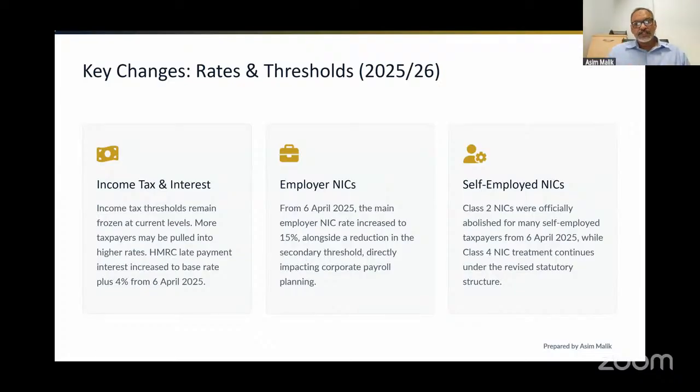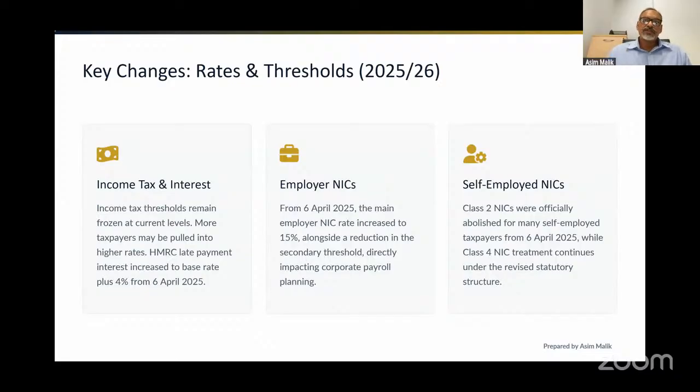Employer national insurance has been increased since 6th of April 25 to 15%. Used to be 9%, 11%, 13%, and now it's 15%. As I mentioned earlier, self-employed individuals or partners of a partnership are subject to Class 4 national insurance. Class 2 has been abolished.